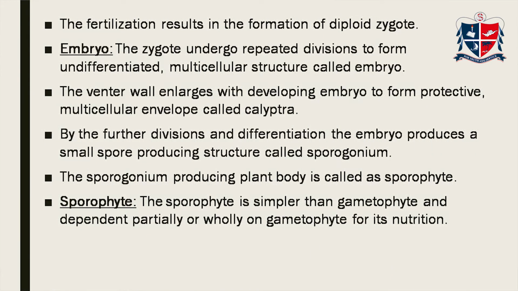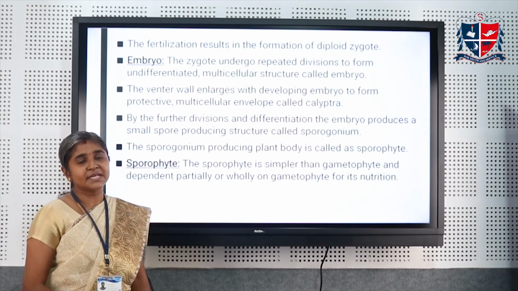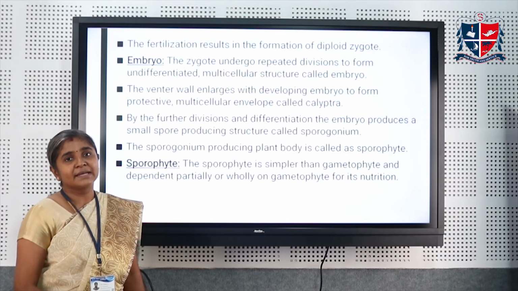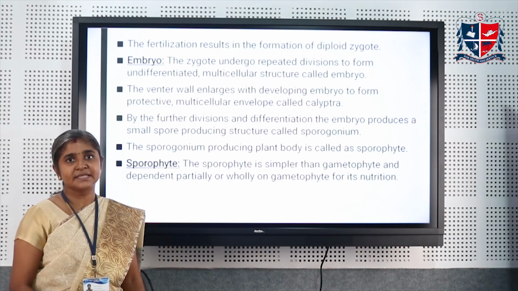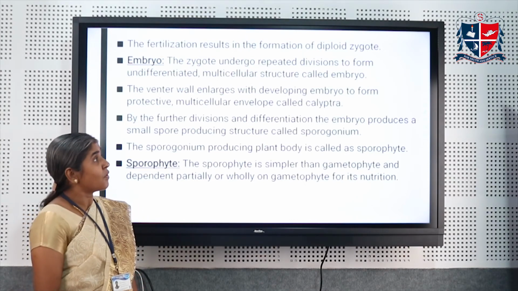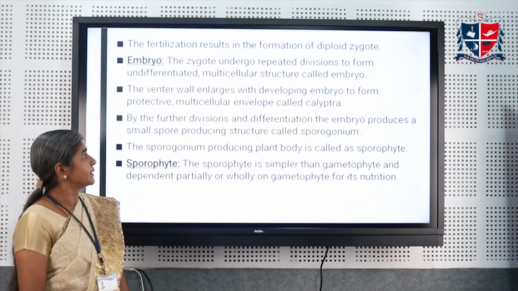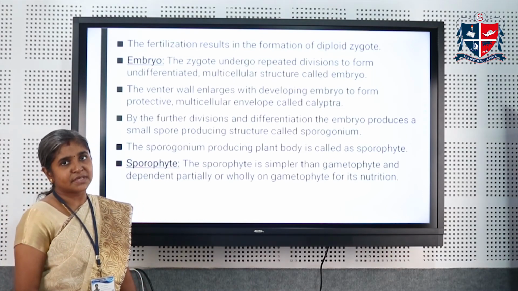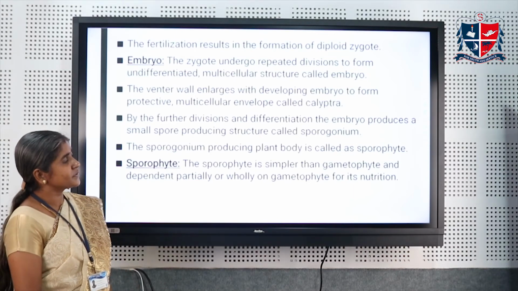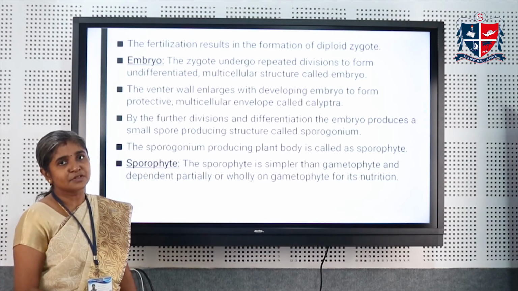Now fertilization takes place and it results in the formation of a diploid zygote. The zygote undergoes division and it gives rise to the embryo, and this embryo enlarges and this leads to the venter enlarging in size, and it develops a wall called calyptra. It's a multicellular envelope referred to as calyptra. Now, as further division takes place, the embryo develops into a sporophyte. It develops a spore-producing structure called sporogonium, and this entire thing is called the sporophyte.